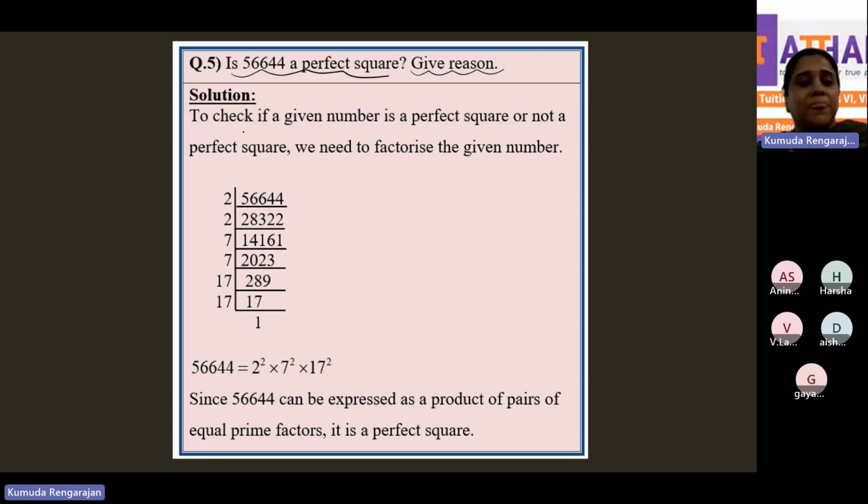So see here, to check if a given number is a perfect square or not a perfect square, we need to factorize the given number. So do the prime factorization method like this.